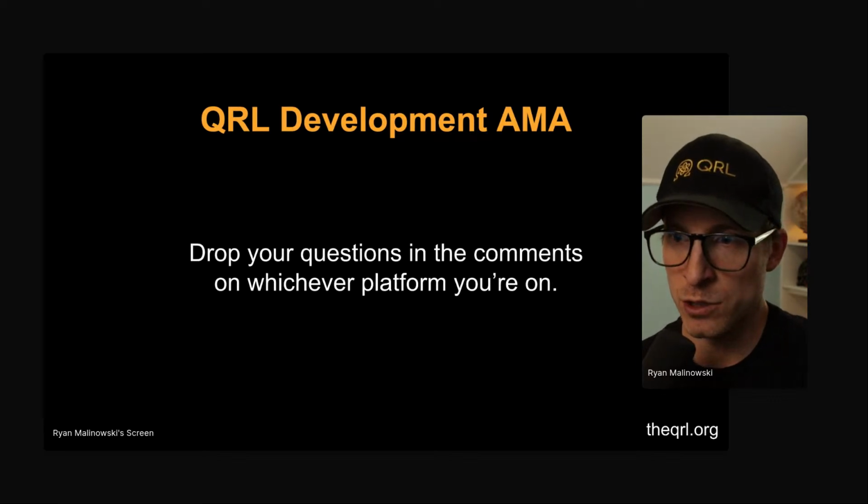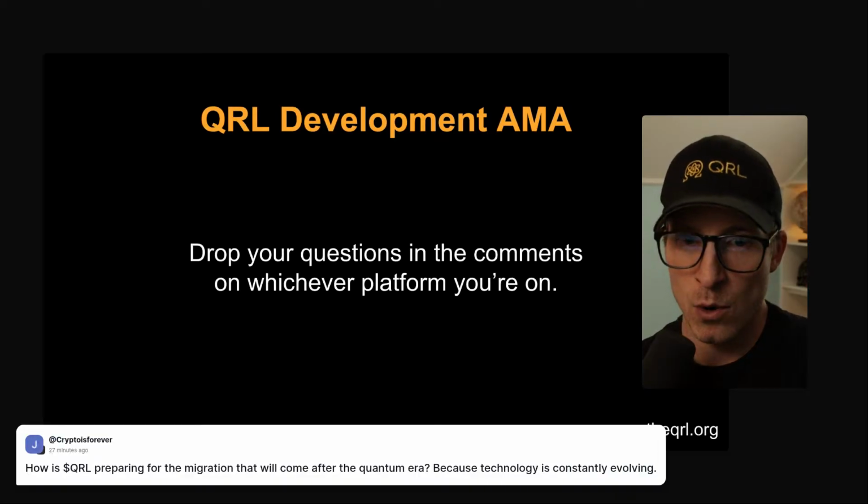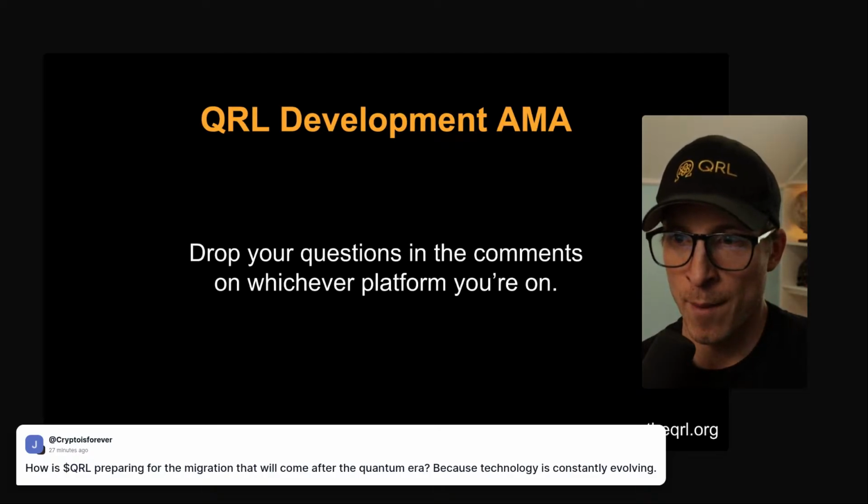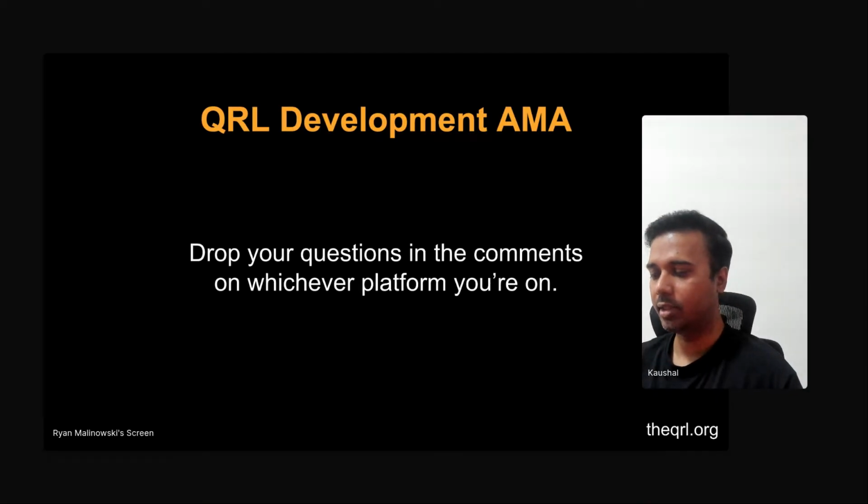Next question I'm going to jump to, I'm going to pop this one up on the screen. This one reads: how is QRL preparing for the migration that will come after the quantum era? Because technology is constantly evolving. This one is coming in from Crypto is Forever. You want to touch on this one as one of the wrap up questions, Kaushal? Yeah, sure. As I mentioned previously, one way is that we already have descriptors where we can keep on adding new cryptographies.